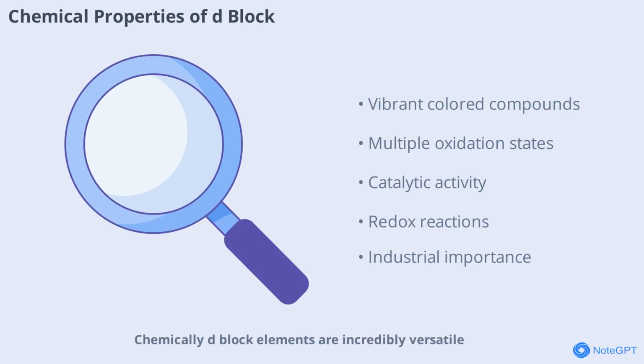Chemically, D-block elements are incredibly versatile. They can form a wide range of compounds, often displaying vibrant colors due to d-d electron transitions. Their ability to adopt multiple oxidation states allows them to participate in various chemical reactions, including redox processes. Many transition metals also act as catalysts, speeding up important industrial reactions like the Haber process for ammonia synthesis. Their reactivity and adaptability are key reasons why they're so valuable in chemistry.